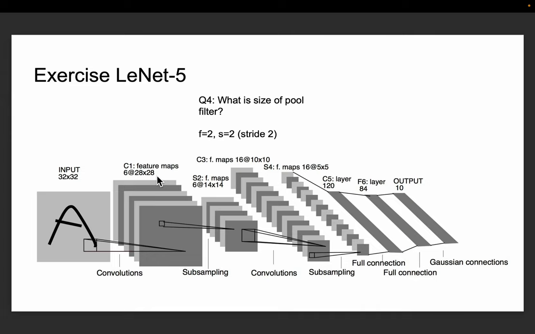So we move from 28 cross 28 cross 6 to 14 cross 14 cross 6. After that, this is where it gets a little interesting. The next image size is 10 cross 10 and 16 channels. So what is the size of the filter for this convolution? Anyone?